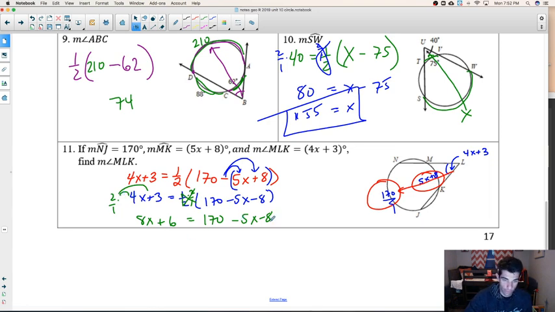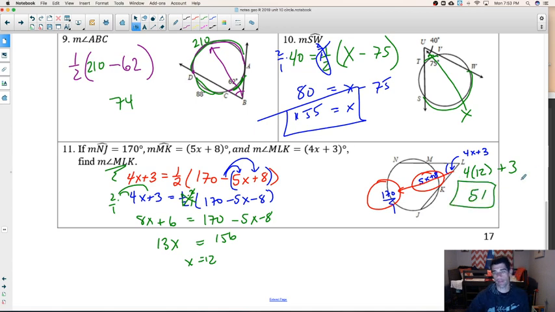All right, so let's do some quick maths here. So this is going to be move the 5x over here. That's going to get 13x. 170 minus 8 minus 6 from moving that guy over there is going to be 156. Divide by 13 and you're going to end up with 12. Now the question says to find this angle, so I'm going to do 4 times 12 plus 3, that's 48, that's 51 degrees, and that's our final answer.